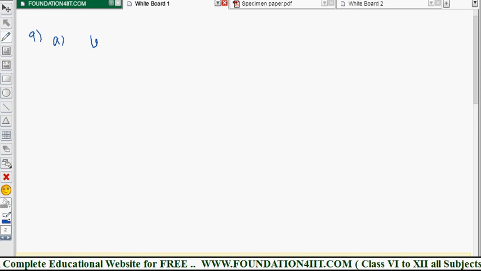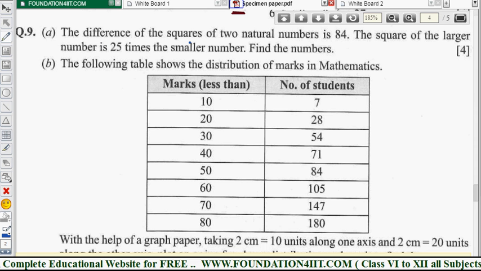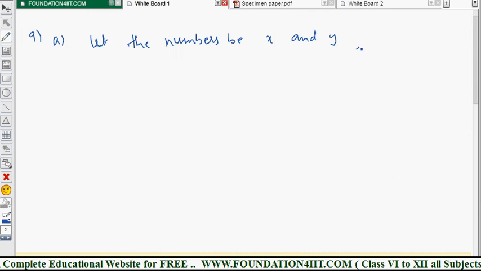So let the numbers be x and y. According to the problem, the difference of squares of two natural numbers is 84 and the square of the larger number is 25 times the smaller number. That means one number is bigger and one is smaller. So in this x and y, let x be greater than y. I am taking x as the bigger number.